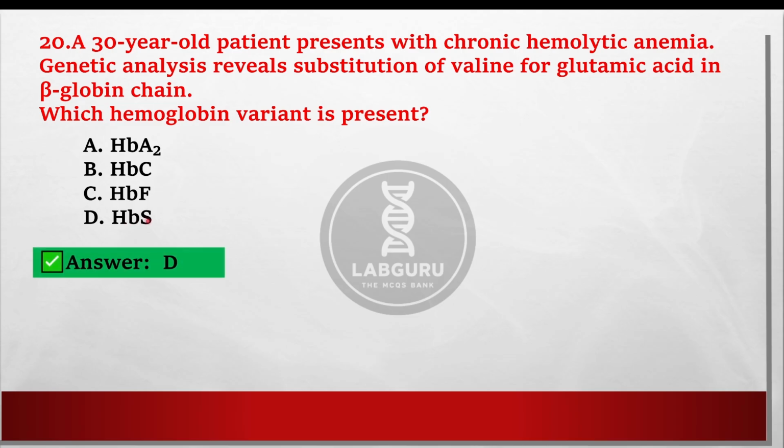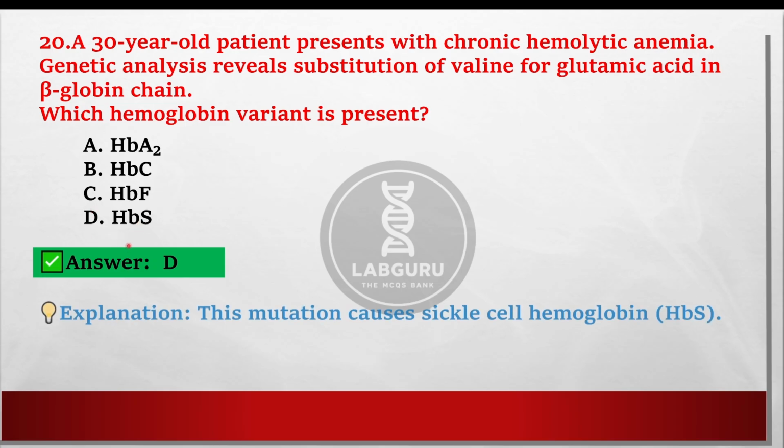Here the right answer is option D, that is sickle hemoglobin, because this mutation is the substitution of valine for glutamic acid in the beta globin chain. This type of mutation causes sickle cell hemoglobin, HbS.